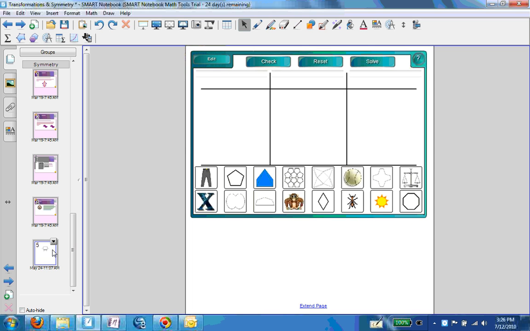And there's an activity that you can practice here at the end to help you get a hang of working with all the transformations.